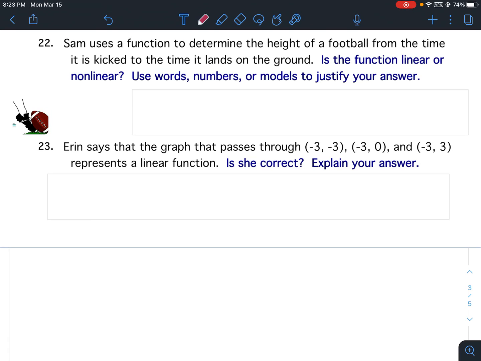Linear and Nonlinear Functions, Lesson 14 Worksheet, Question 22 and 23.